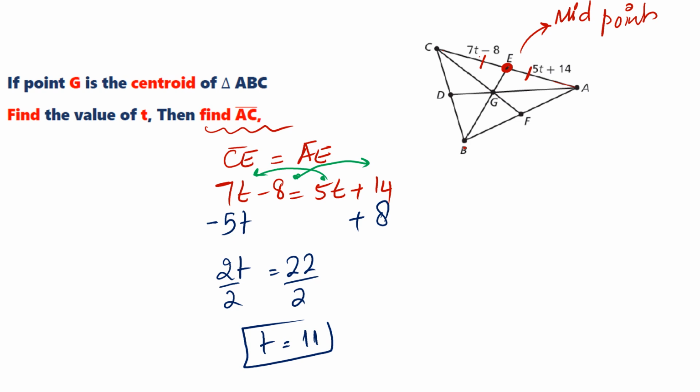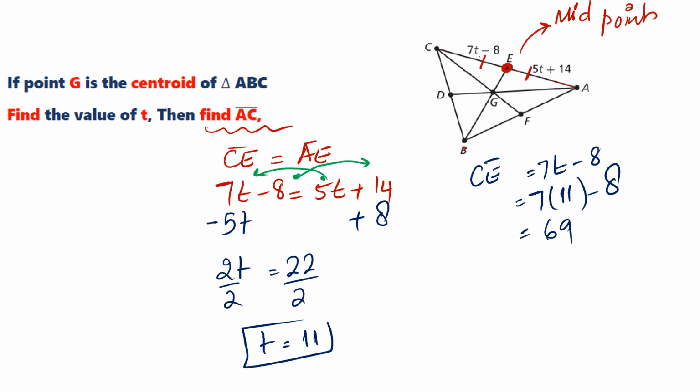Now check, are you getting the equal parts or not? So let's see here. CE is what? It is 7t minus 8. Replace t by 11. So 7 times 11 is 77. 77 minus 8 is 69.